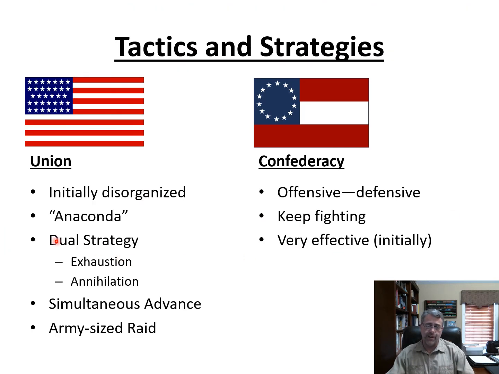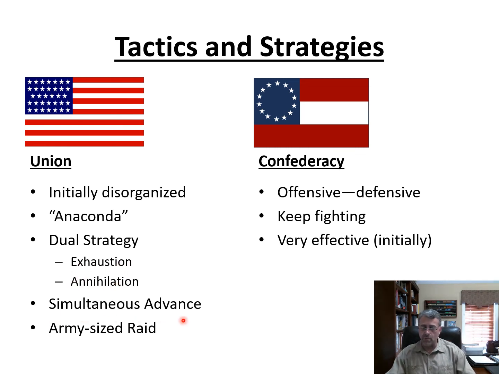So Lincoln adopts what he calls a dual strategy: exhaustion and annihilation. We're gonna use Scott's naval blockade. That's gonna be part of it. But we're gonna try and wear out the South. Just keep the pressure on, wear them out, exhaust their resources, exhaust their manpower, to the point where we can eventually just annihilate them on the battlefield whenever we have the opportunity. Otherwise, just keep the pressure on and wear them out.